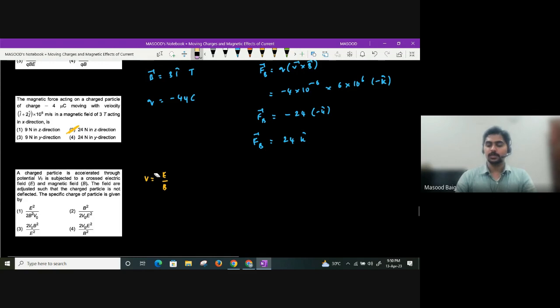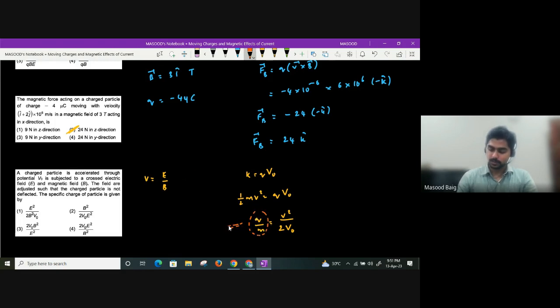But how can I write the V value? Because I don't have speed given. I have stopping potential given, guys. How can we write speed? Just now we know kinetic energy can be written as charge times V naught. So I can write half mv square as charge times V naught. So what will I get if I take Q by m? Q by m will be V square divided by 2 V naught.